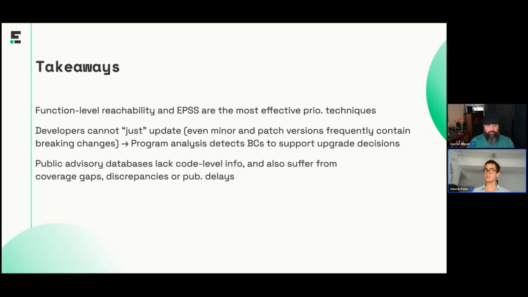The second part of this presentation was all around the fact that developers cannot just update, right? Which is maybe sometimes suggested by AppSec people. They would just say, look, you run a vulnerable one, there's a non-vulnerable one, as easy as that, just update to the non-vulnerable version. And it's not easy because even minor and patch versions do contain breaking changes. Whether they matter for you, a given application, is another question, which can be answered with the help of program analysis techniques to support better upgrade decisions, right? To make more informed decisions on whether you take the risk of updating or not.